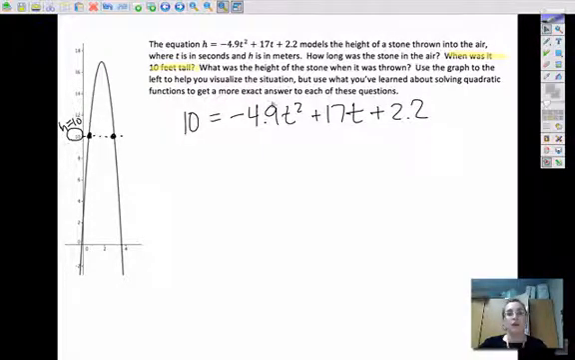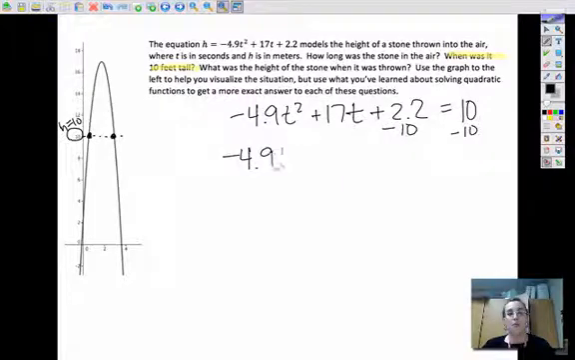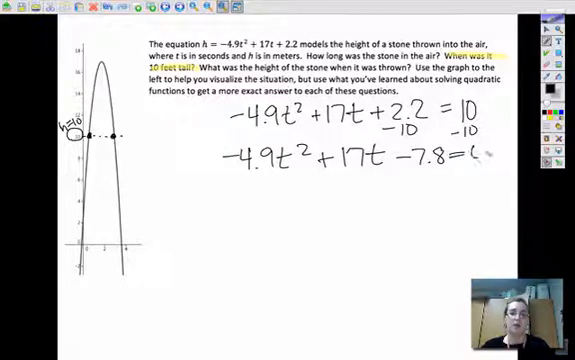Remember that we can also think about this as equal to 10 on the right-hand side, if that helps you. And I'm going to use the quadratic formula again, but I'm going to remember that I have to minus 10 from each side so that I end up with something equal to 0. So I'll get minus 7.8 equals 0. And then I use A, B, and C.